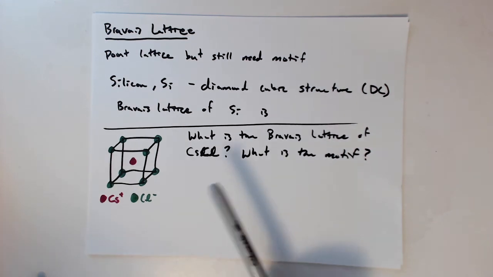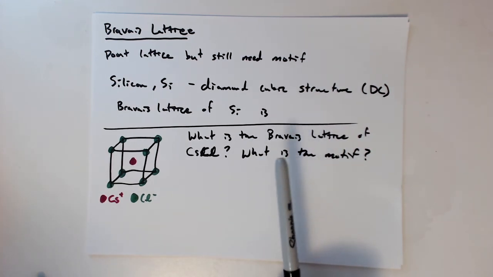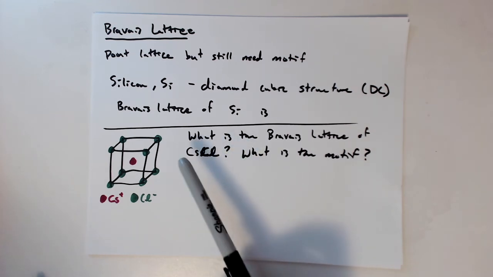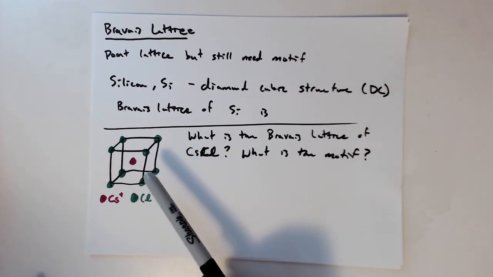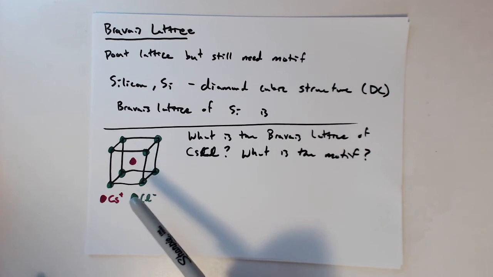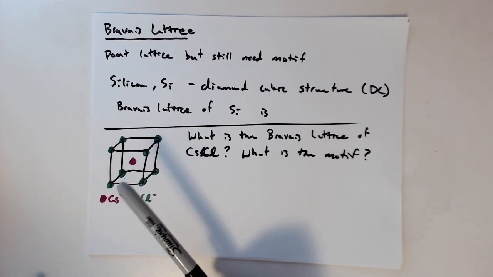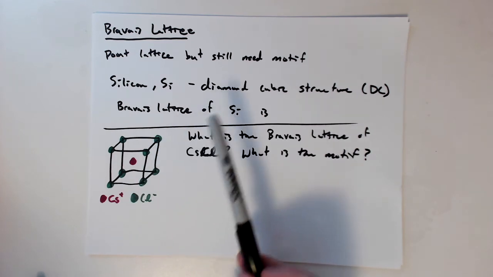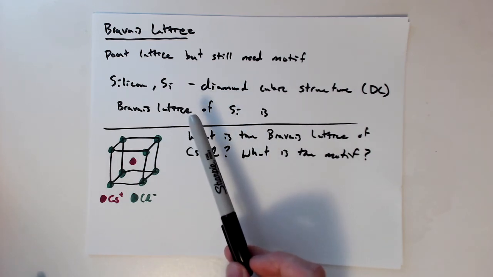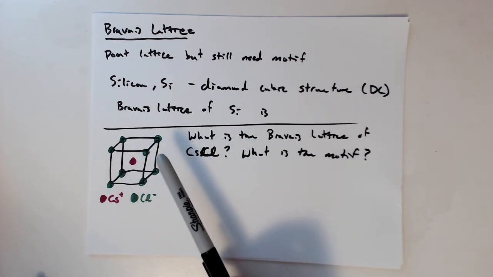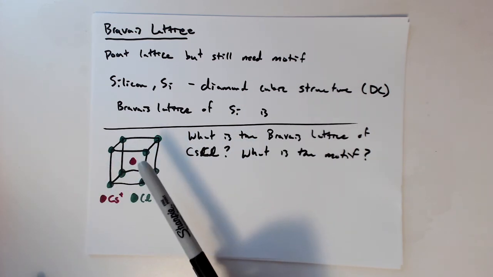All right, so now that we've talked a little bit about Bravais lattices and how we define them for crystal structures, what I want you to do is take a look at the cesium chloride structure that I've drawn, and there's also a picture in your quiz. And think back to the example we did with silicon, finding the Bravais lattice and the motif for silicon, and I want you to do the same thing for cesium chloride, the structure that I've drawn here.